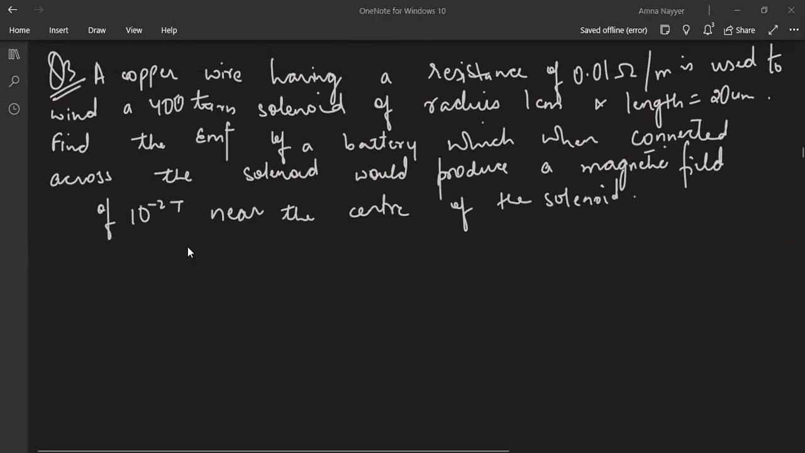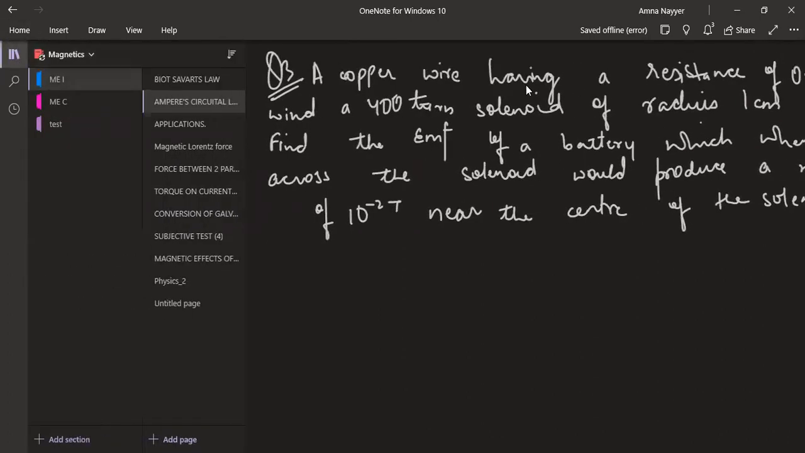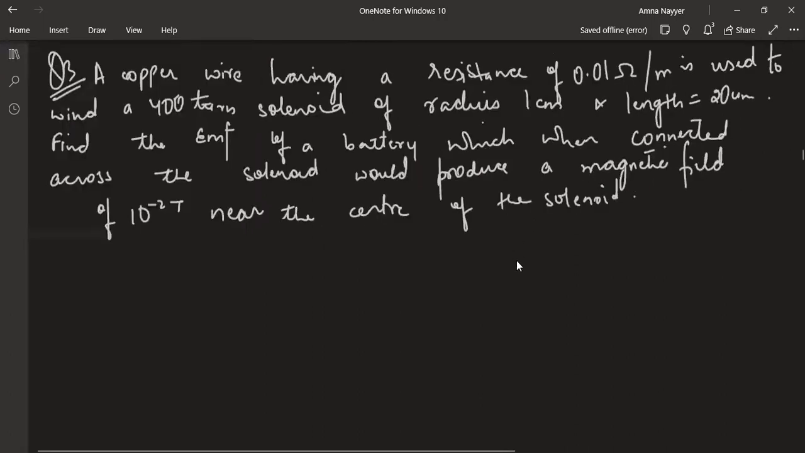See, this says that nobody got any answer. It says that a copper wire having a resistance of 0.01 ohm per meter is used to wind a 400 turn solenoid of radius 1 centimeter and length 20 centimeters. Then find the EMF of a battery, which when connected across the solenoid would produce a magnetic field of 10 to the power minus 2 near the center of the solenoid. So first let us find out the magnetic field.